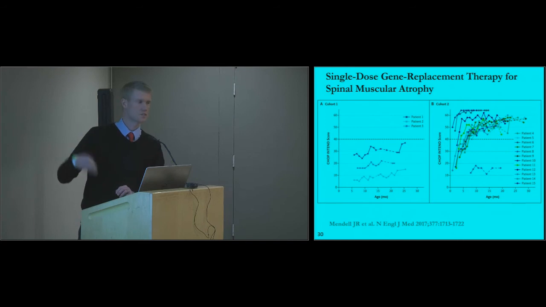So CHOP INTEND is just like a motor function scale, and so lower is bad, high is good. Generally, no type 1 SMA infant ever gets above this 40. So the fact that they're shooting over that and then they're hitting the ceiling here is really just amazing. I mean, it's really, really incredible.